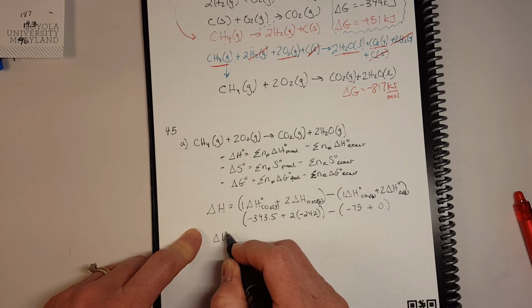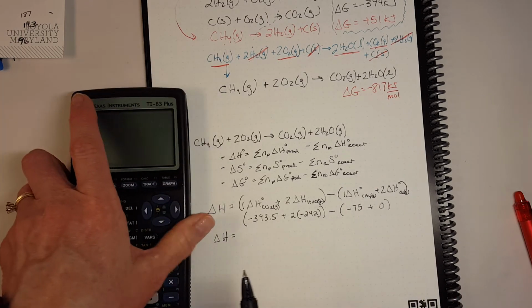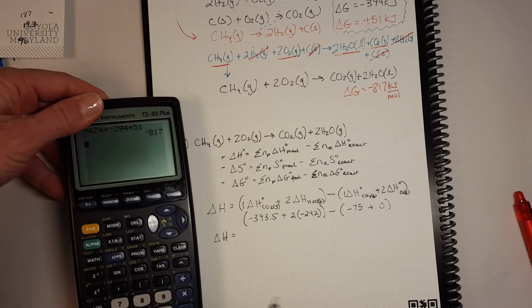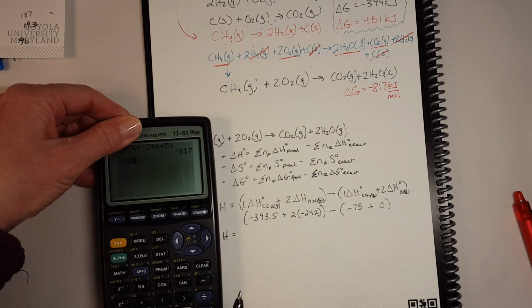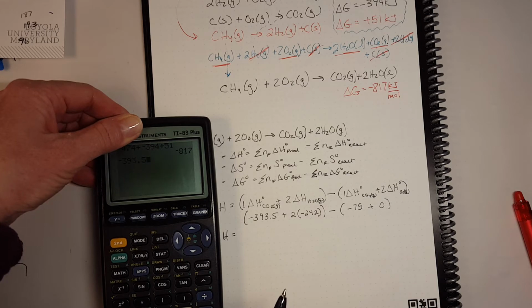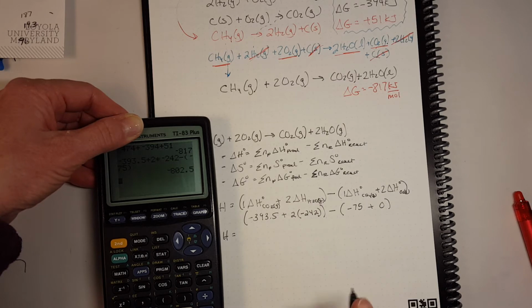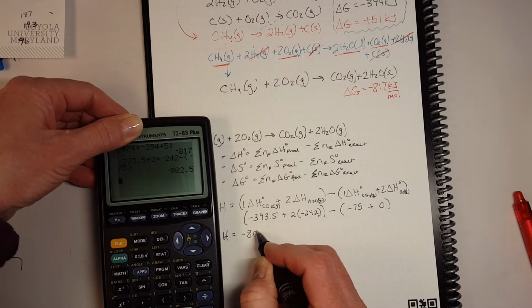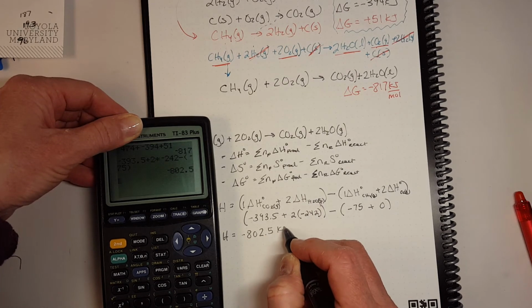And so then to do our calculations, we're going to use our calculator and just plug in. So negative 393.5 plus 2 times negative 242 minus, and then in parentheses, negative 75 plus 0, I don't need. And we get negative 802.5 kilojoules per mole.